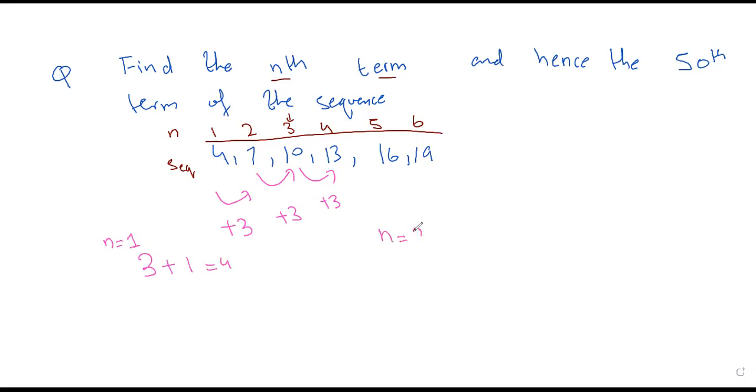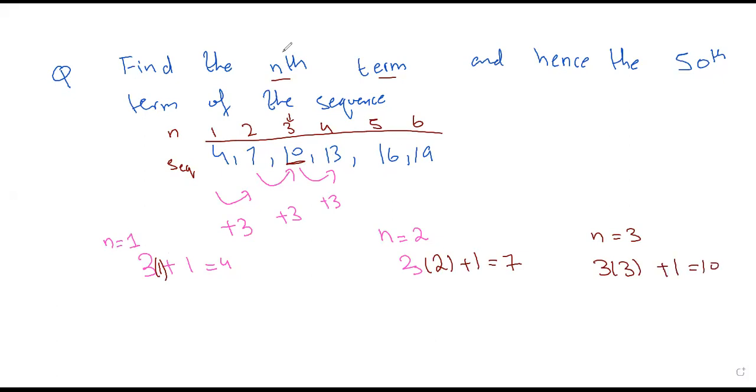Okay, let's see. What if I say for n equals 2? For n equals 2, we have 7. So are we adding 3 plus 2? That would be 5. And we have 7. So it looks like we have to do it this way. This is going to give us 7. And what if we talk about n equals 3? We have 10. So 3 into 3 plus 1 is 10.